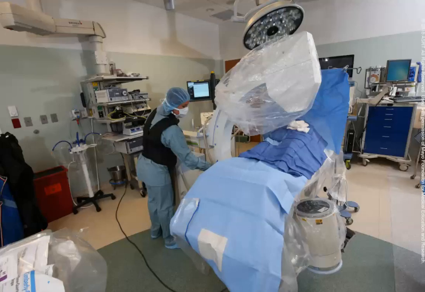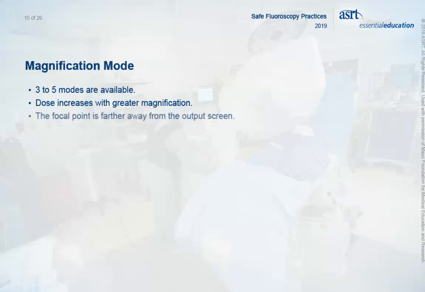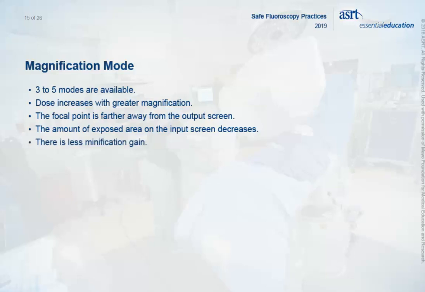An important concept that affects radiation dose and image quality during fluoroscopy is the proper use of magnification modes. In an image intensifier system, usually 3 to 5 magnification modes are available, and dose typically increases with greater magnification. When using magnification or a smaller field of view, the focal point is farther away from the output screen, and the amount of exposed area on the input screen decreases. Because a smaller area of the input screen is used, there is less minification gain. To keep exposure to the image receptor at an appropriate level, radiation exposure to the input screen must be increased.